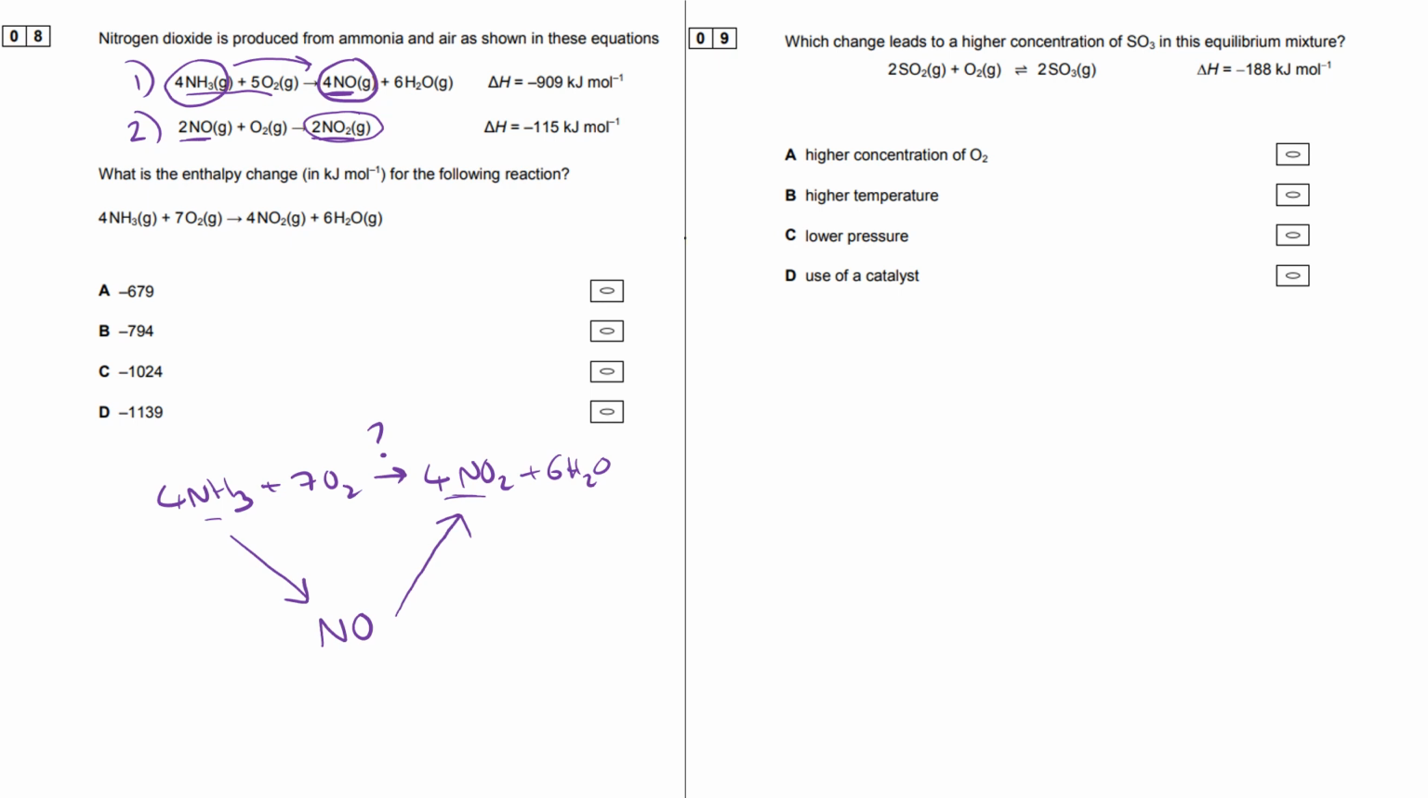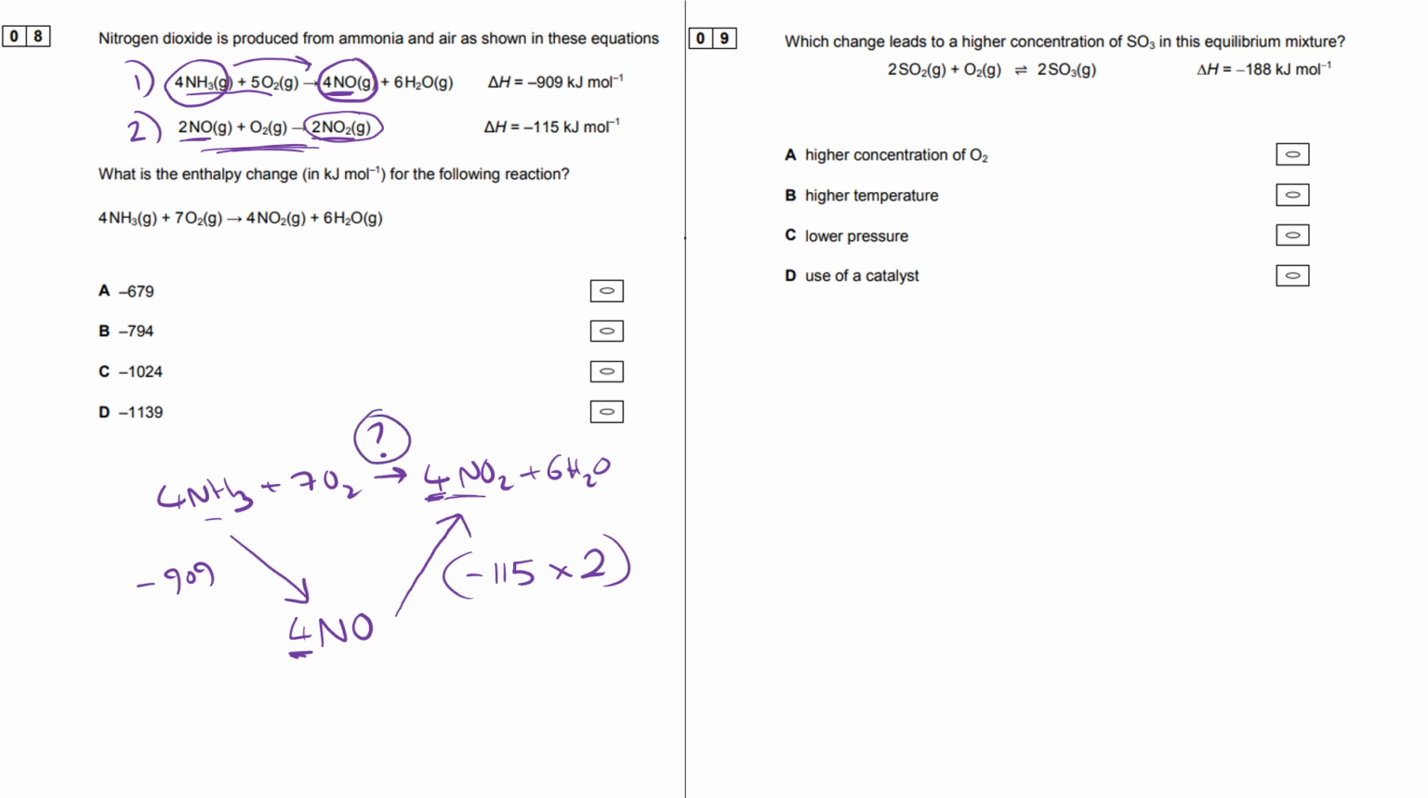So 4NH3 goes to 4NO. So that value there, equation 1, gives us a value of minus 909 kilojoules per mole. 2NO to 2NO2 in the second equation is a value of minus 115 kilojoules per mole. But in our equation we've got 4NO to 4NO2.